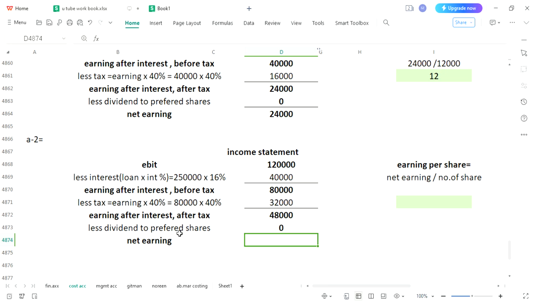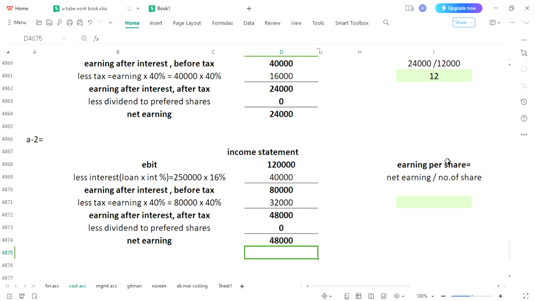Finally, we are at the stage where we can calculate net earning. Net earning was supposed to be calculated by subtracting dividend from earning after interest. Since earning after interest and tax is present but no dividend is present, so same amount would be considered as your net earning. This net earning was supposed to be calculated. Why? Because earning per share is dependent upon this earning.